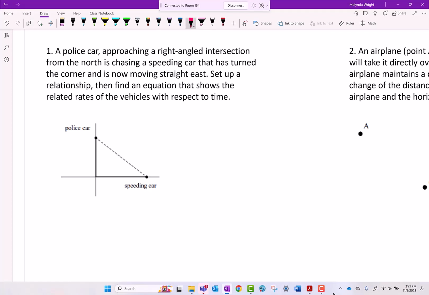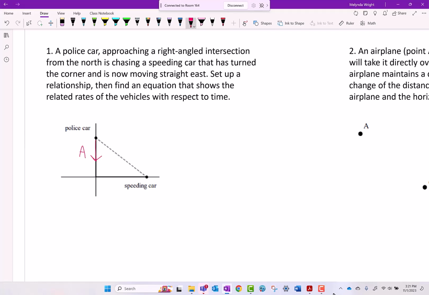So I'm going to draw this line coming down from the north. I called this variable A. You can really pick whatever letter you want, just label it with whatever letter you want. I just called it A. You could call it P for police car if you wanted to. So A is that variable.